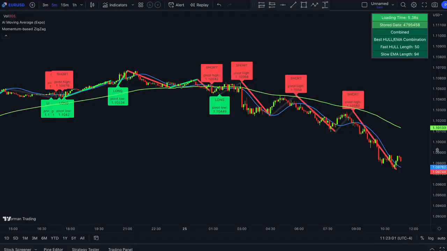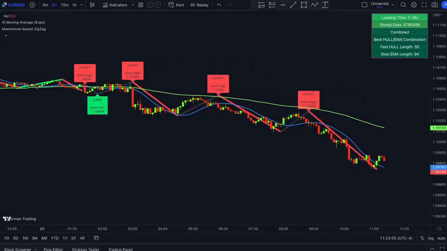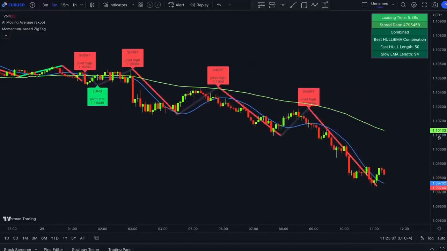The zigzag pattern is a series of consecutive up and down price movements that form a series of peaks and troughs. This pattern helps identify price trends and reversals. In the context of the momentum-based zigzag indicator, the zigzag pattern is created based on momentum calculations.